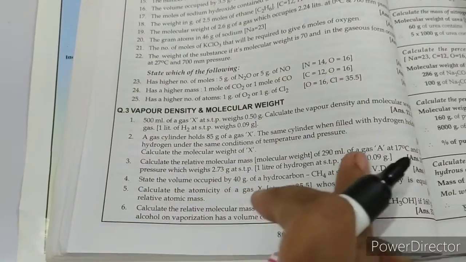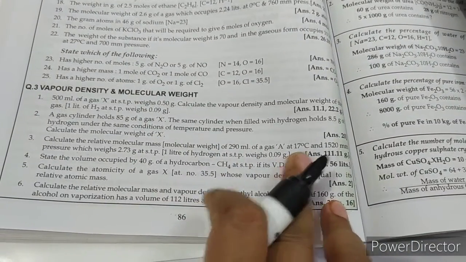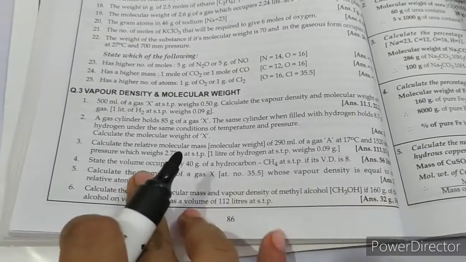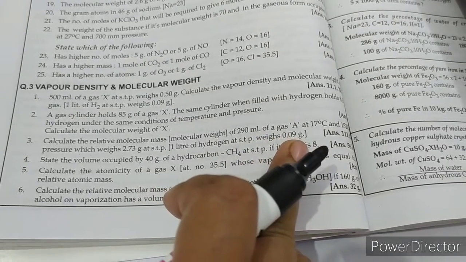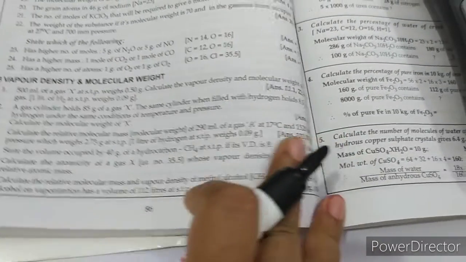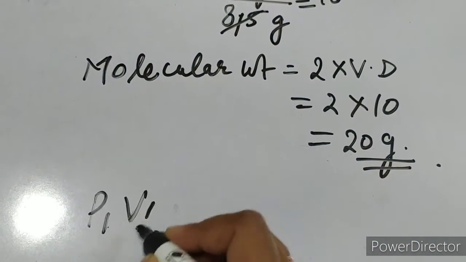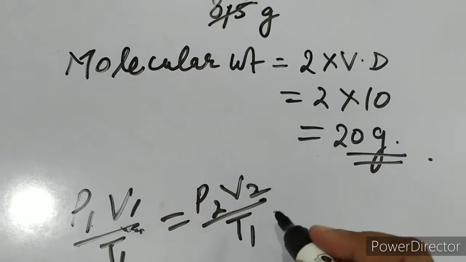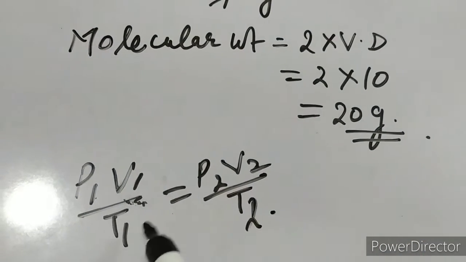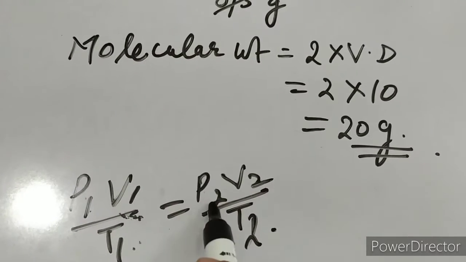Now in question number 3, you have to calculate the molecular mass of 290 ml of a gas at 17 degrees Celsius and 1520 mm pressure, which weighs 2.73 gram, and 1 liter of hydrogen at STP has been given as 0.09 gram. So I have to convert this volume to STP. For this you will use the formula P1V1 upon T1 is equal to P2V2 upon T2. On one side you will take the pressure and temperature given in your question, and on the other side you can take STP.